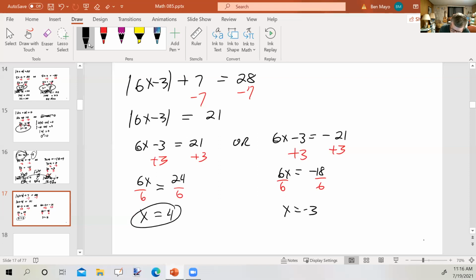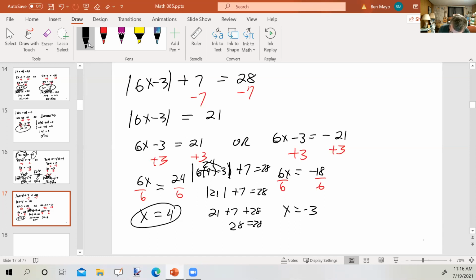Let's take x equals 4. So that would be the absolute value of 6 times 4 minus 3, plus 7 equals 28. 6 times 4 is 24. 24 minus 3 is 21. So we have the absolute value of 21 plus 7 equals 28. The absolute value of 21 is 21. 21 plus 7 equals 28. 28 equals 28. It checks.